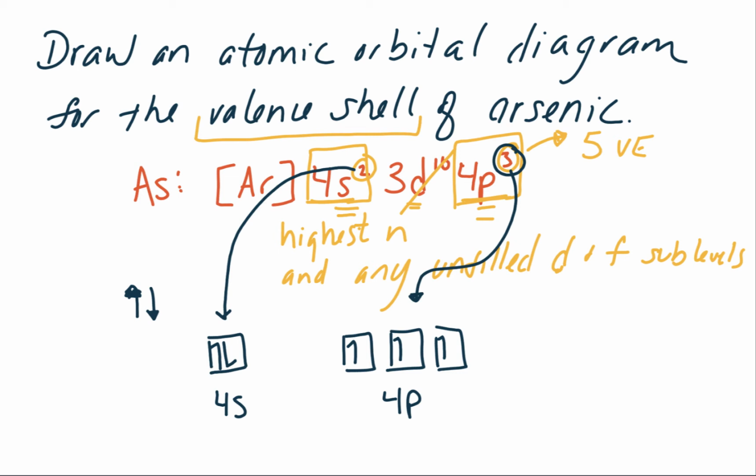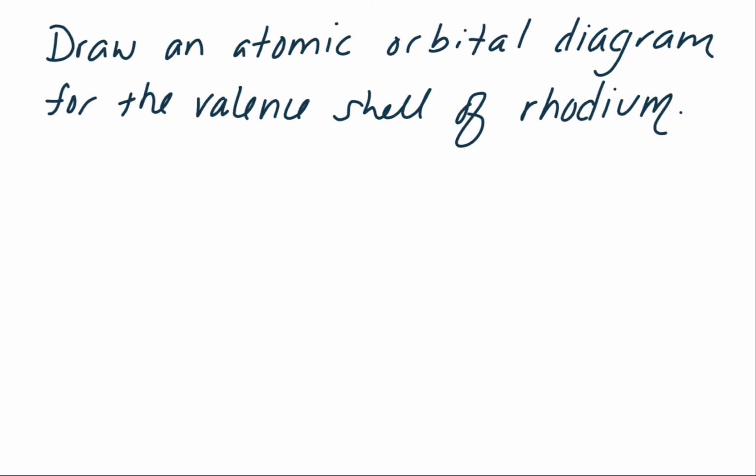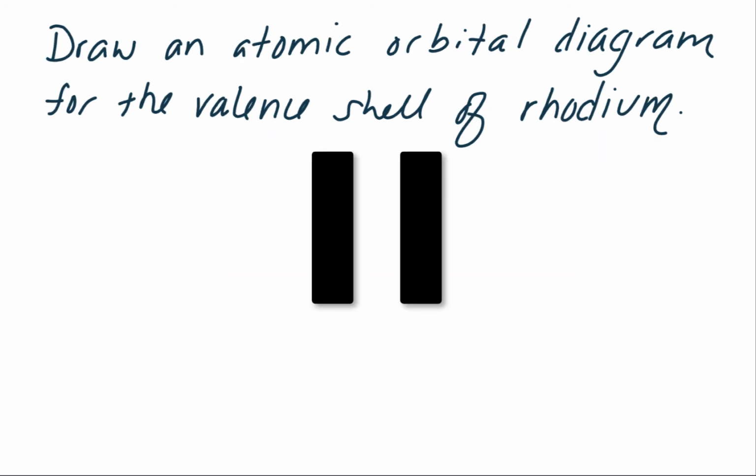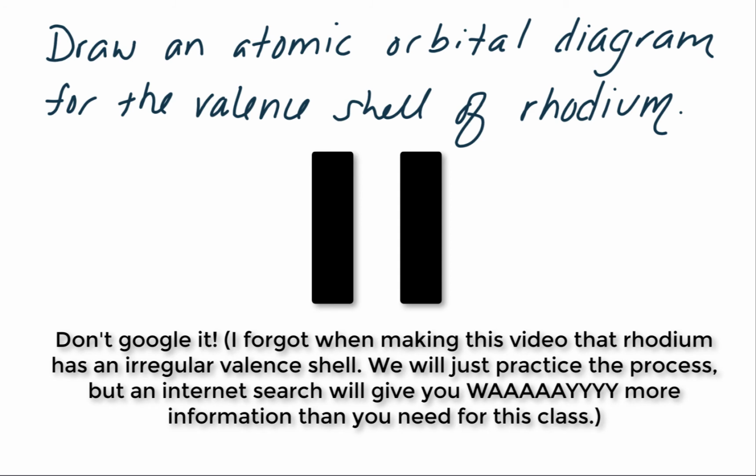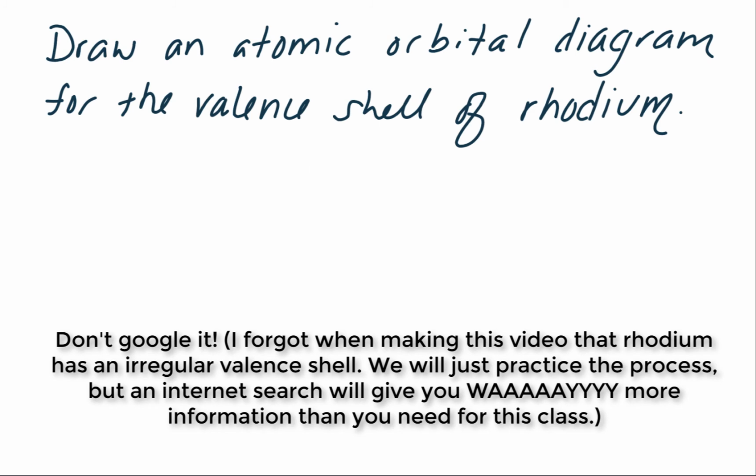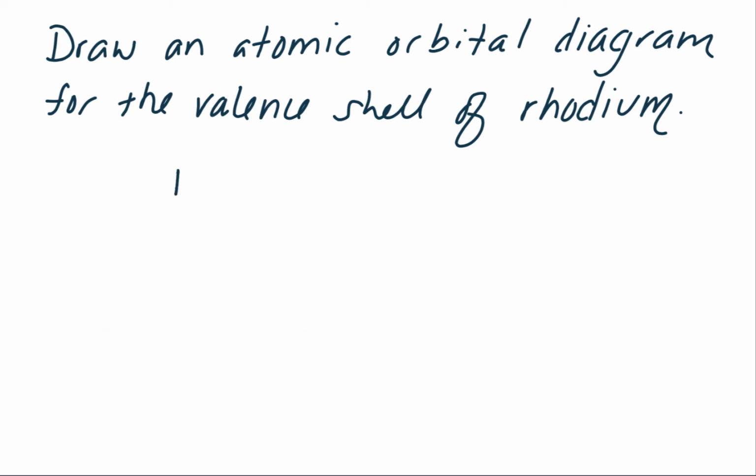Now it's your turn. See if you can pause this video and draw an atomic orbital diagram for the valence shell of rhodium. First, you will need the electron configuration of rhodium. Krypton is the noble gas that comes directly before rhodium. After that, we're adding in some 5s electrons, and we're adding in 4d7 of those.